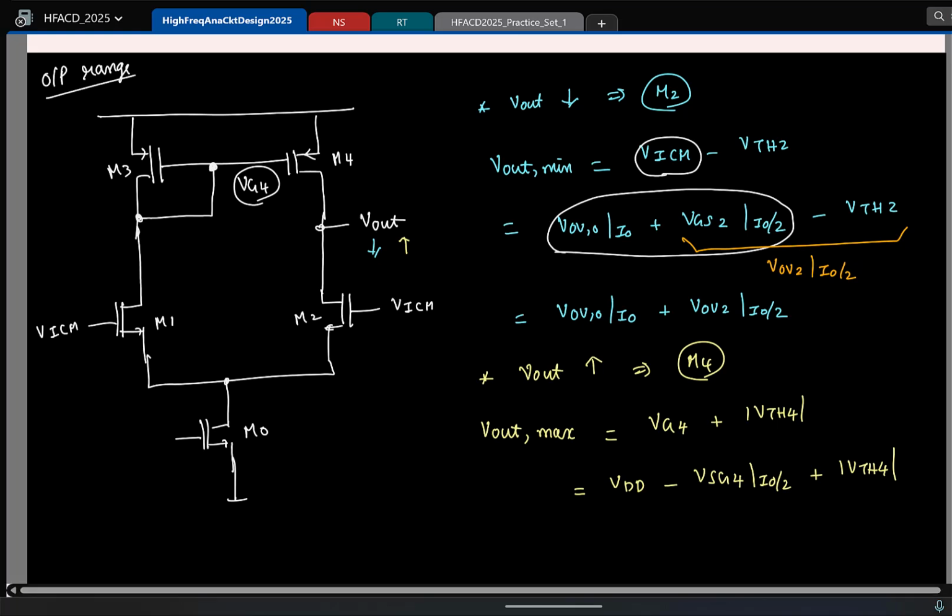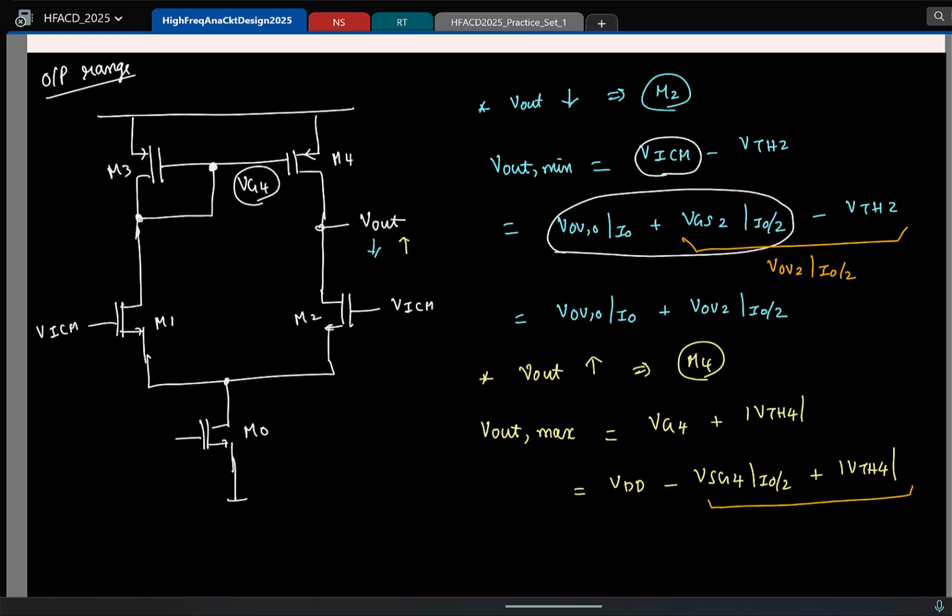So once again you see this term, VSG minus VTH, the negative version of it, that once again I'll call the overdrive voltage. So it is VDD minus the overdrive voltage of M4 at a current of I0 by 2. Okay. So again you can directly find the maximum output this way.